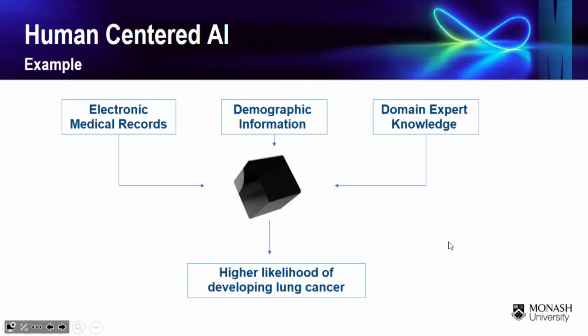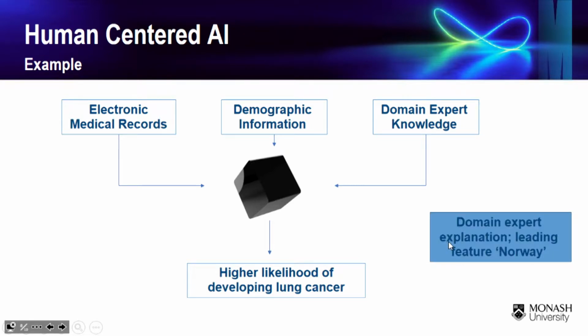Consider this example, okay? We have a black box deep learning algorithm that takes your electronic medical records, your demographic information, and some domain expert knowledge, which tells me what are the usual procedures, and predicts the likelihood of someone developing lung cancer. Okay, so a 55-year-old man from Norway, we fed all his information into this black box algorithm, and we got that he had a 98% likelihood of developing lung cancer.